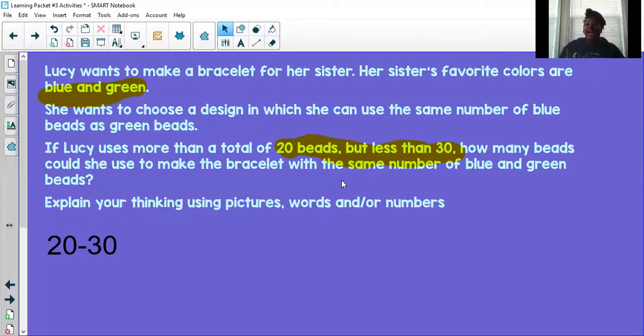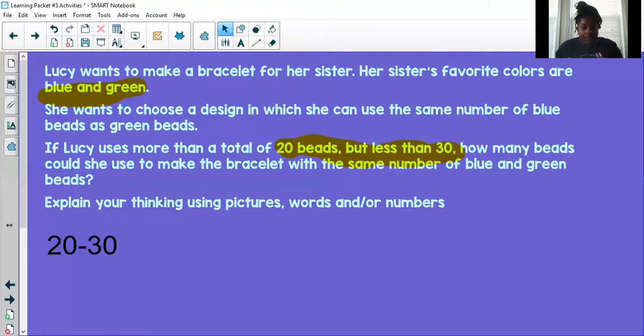Even numbers have a split down the middle where there are 2 equal numbers. So for example, 4 is an even number, and you can have 2 beads that are blue and 2 beads that are green, so that they are even. So now we're gonna be going up to a bigger number, which is 24. I decided to use 24. So the first thing that I'm gonna do is draw 24 beads without coloring them.